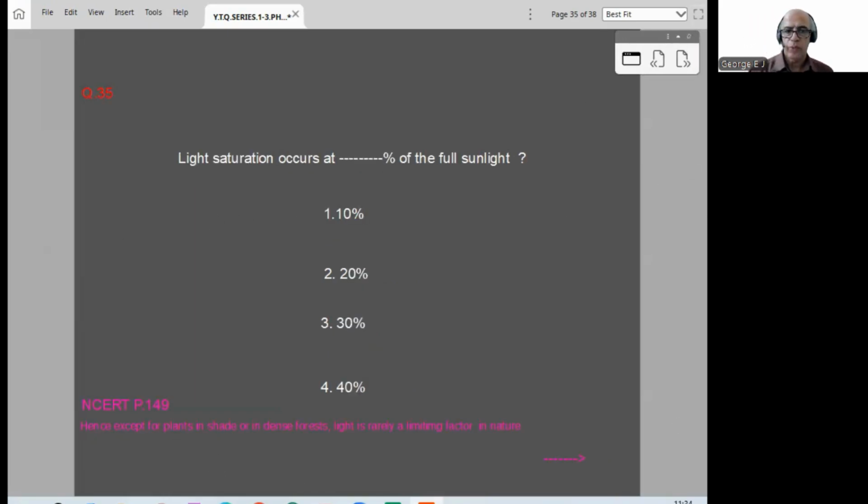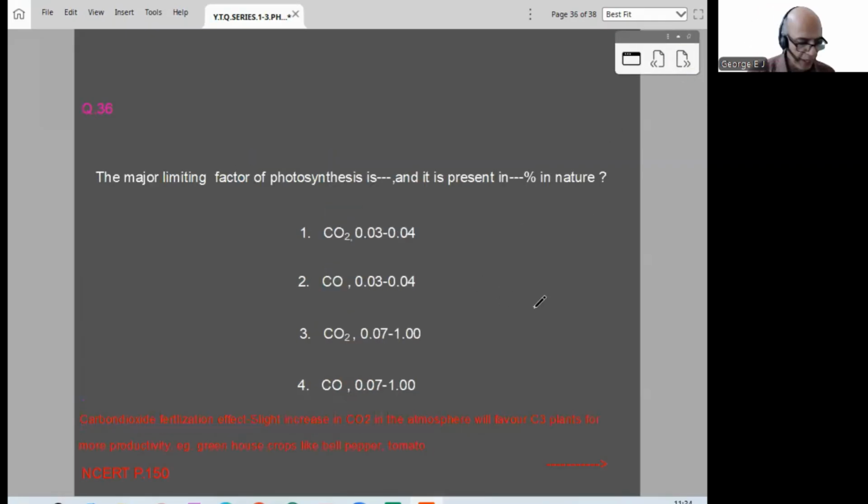Now coming to 35. Light saturation occurs at, NCERT clearly says, around 10% of the full sunlight. So option wise, it is 1. Hence, except for plants in dense forest, light is rarely a limiting factor for the plant. So 10% sunlight is the maximum needed. 36. Major limiting factor for photosynthesis is carbon dioxide, with a range of 0.03 to 0.04. So option wise, it is 1.